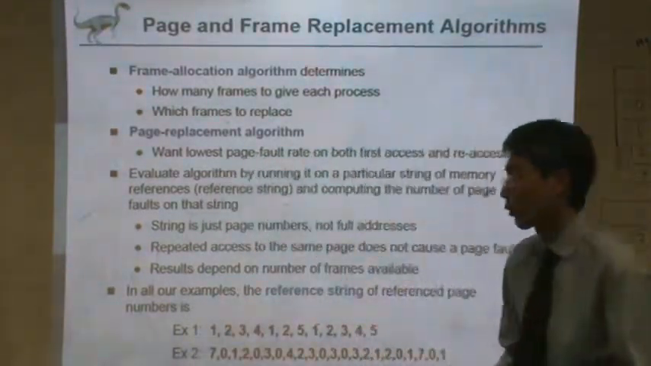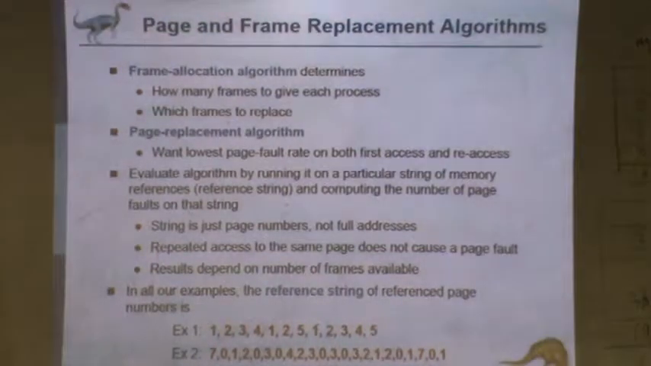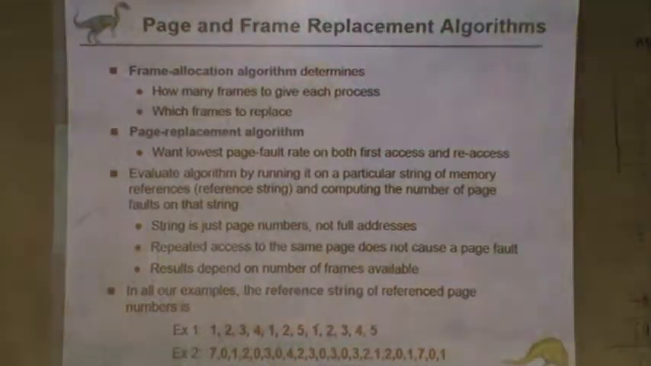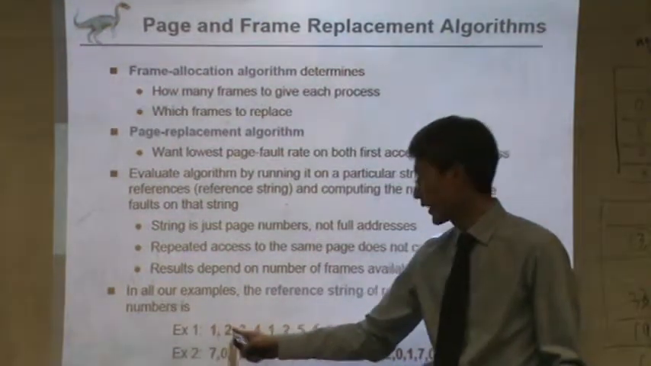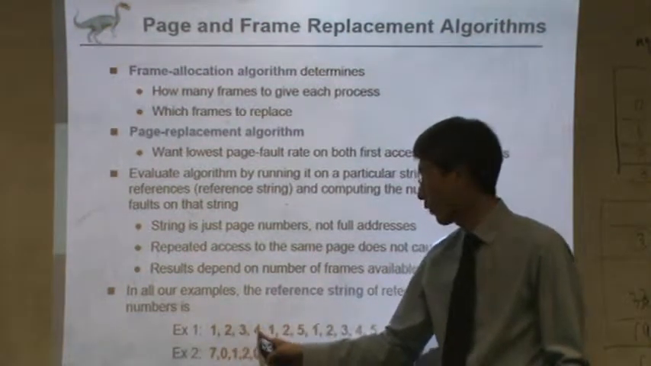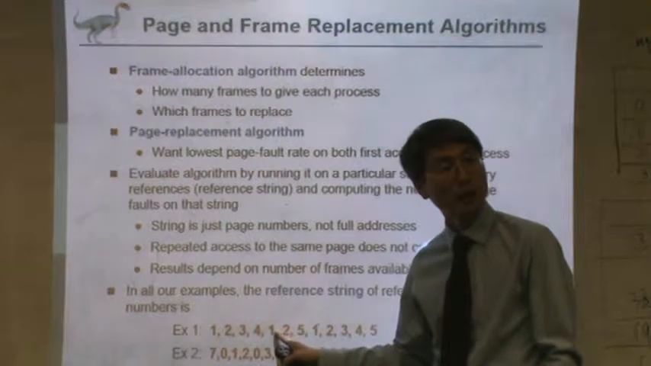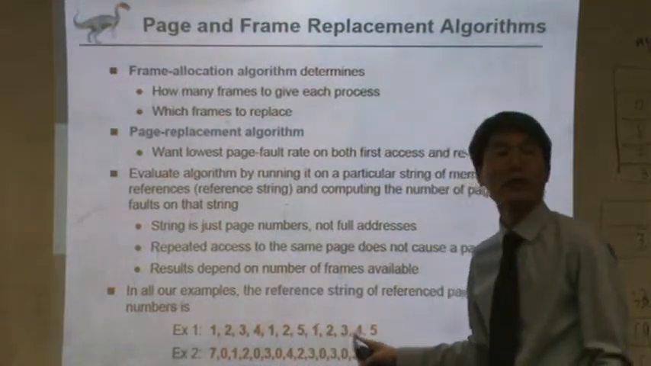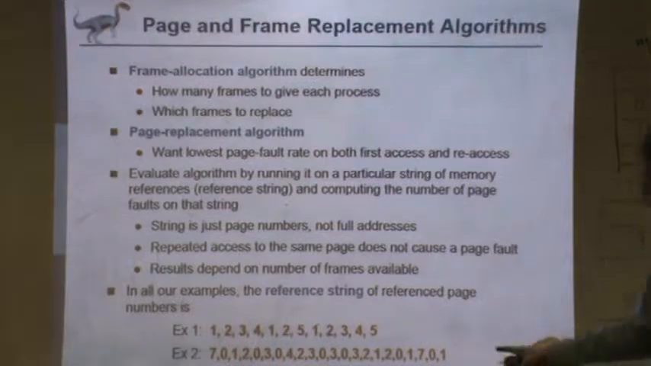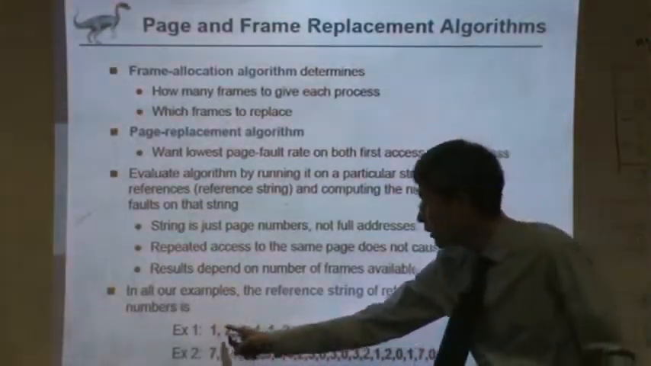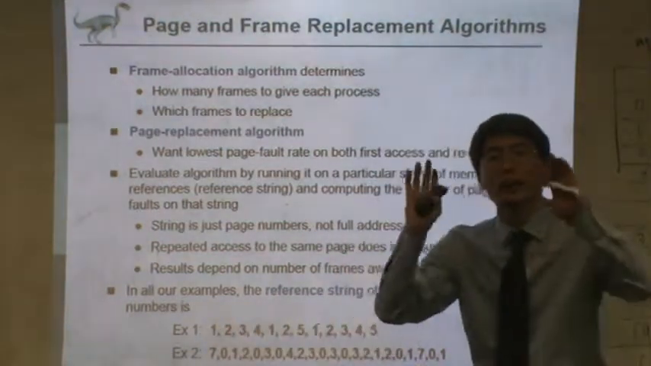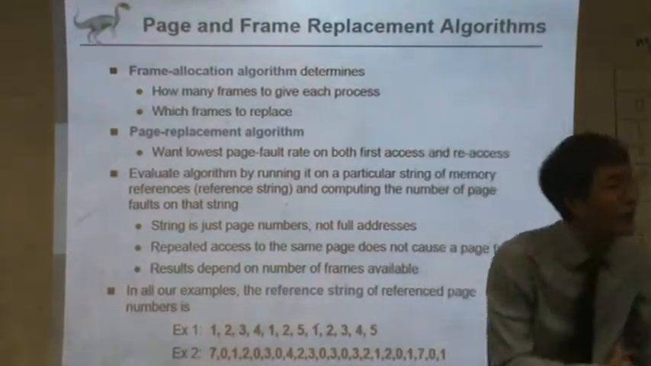Okay, so this is called the reference string. We are going to use two reference strings. One is 1, 2, 3, 4, 1, 2, 5, 1, 2, 3, 4, 5. That means the CPU calls first page 1, then next 2, next 3, next 4, then next 1, page 1, page 2, page 5, and so on. That's what the CPU is requesting.